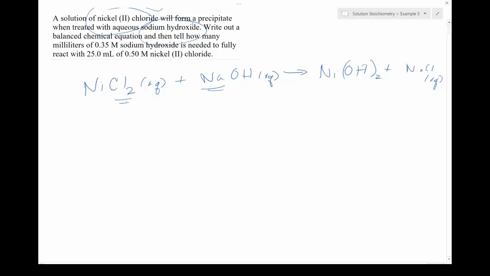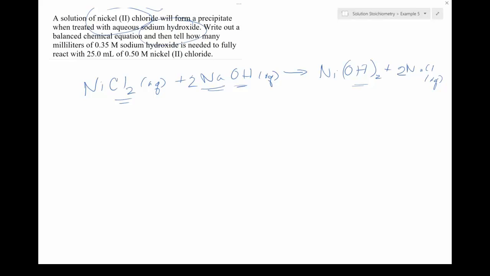Okay, so I can see that I need two chlorides here, so I'm going to put a 2 here and a 2 here. And so that means I have 2 hydroxides. Well, that makes sense there. 2 sodiums. Okay, everything should be balanced out here.